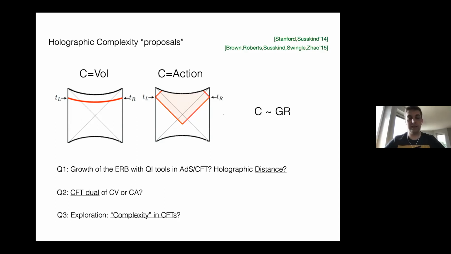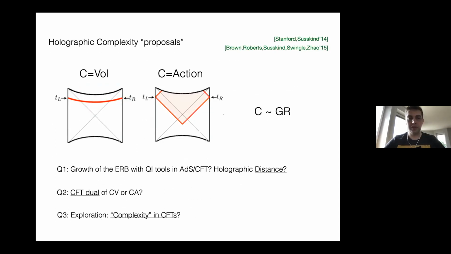And finally, this is for complexity enthusiasts. Given the very interesting story and history of entanglement and quantum information in AdS/CFT, it is very likely that complexity will also teach us something very interesting about the duality. So we might as well just study complexity on its own in quantum field theories and holographic CFTs. So these are my three main motivations.